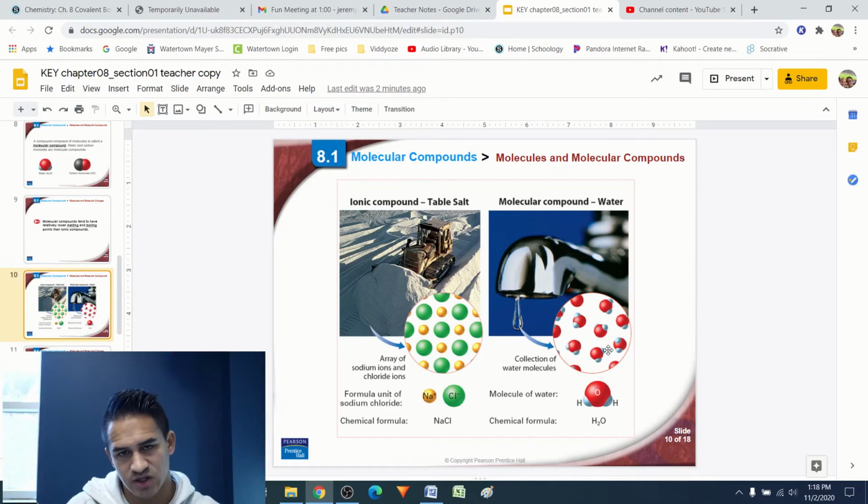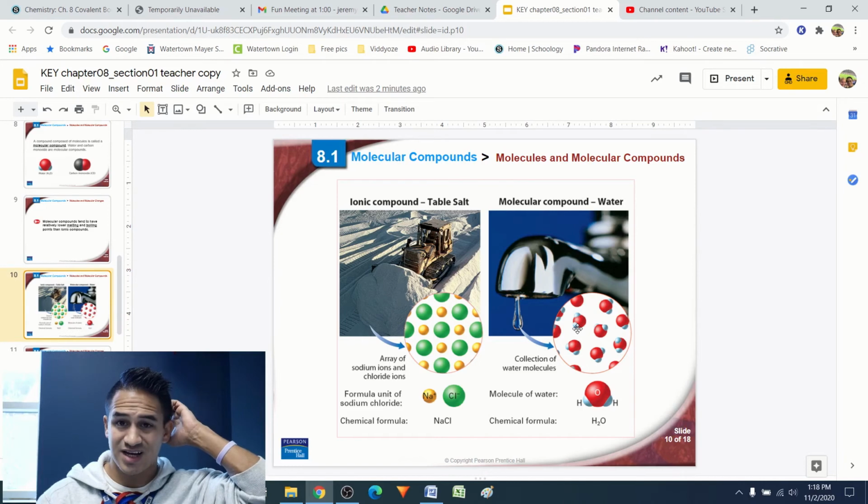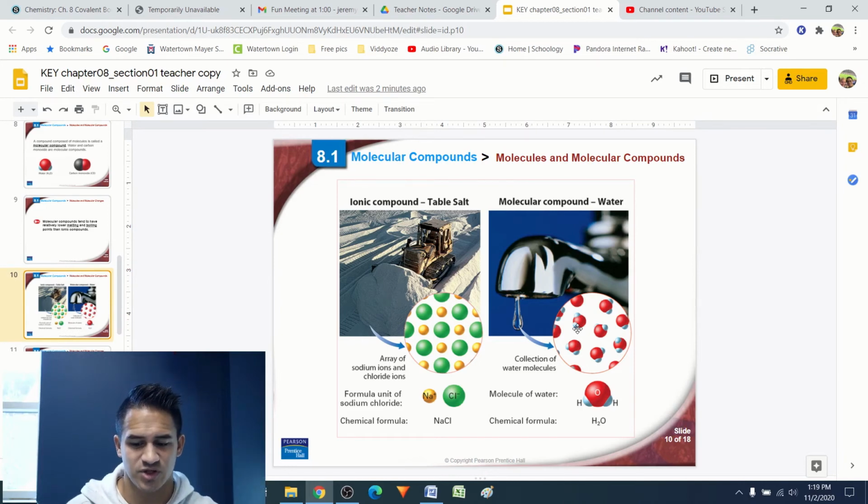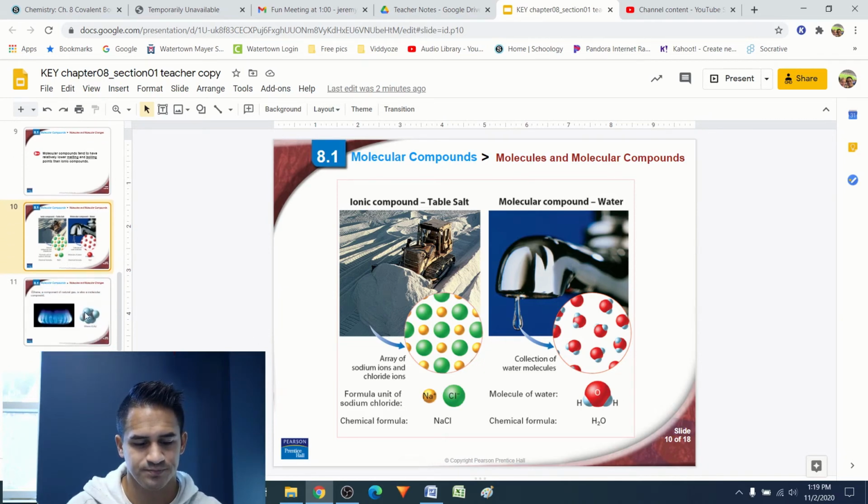Whereas water molecules are each their own individual little molecule, and they float around near each other. Now they're slightly attracted to one another, but for the most part, they can move around all over the place. They're not stuck in place, which makes them a fluid, makes them a liquid, and they have more fluid-like properties.